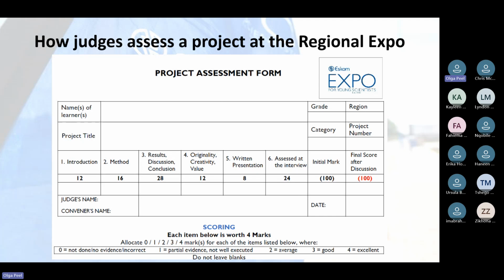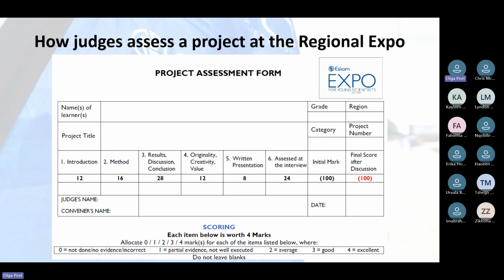Their grade, the region will be whichever Western Cape region you are in, the category, and you will get that unique project number. Then you can see that up to 100, we've got an introduction worth 12, a method worth 16, results, discussion, and conclusion, a quarter of the marks, in fact, slightly more, 28, originality, creativity, value 12, written presentation 8. So points 1 to 5 are assessed during pre-judging, and then point 6 is assessed during the interview, and that totals up to 100.